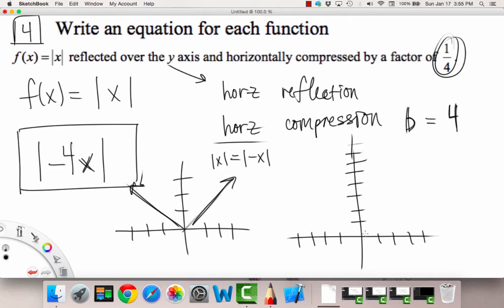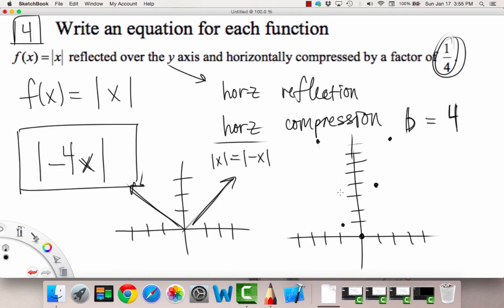Okay, so if we had something like this, we would still have the vertex being at 0, 0. But let's say you plug in a 1. And now we get 1, positive 4. So it shoots up already to positive 4. When you plug in a 2, we get positive 8. Okay? So it's going to be a really, really narrow V going on.